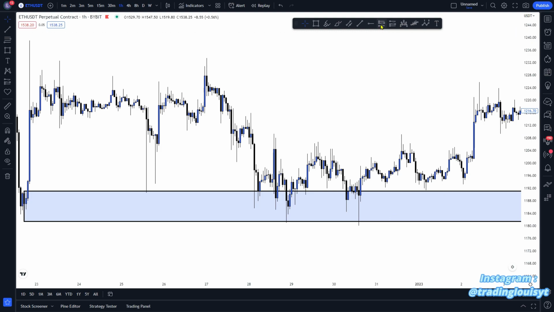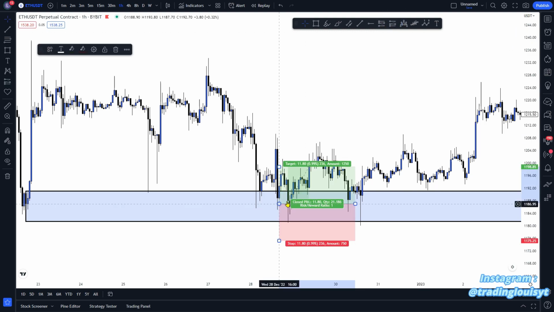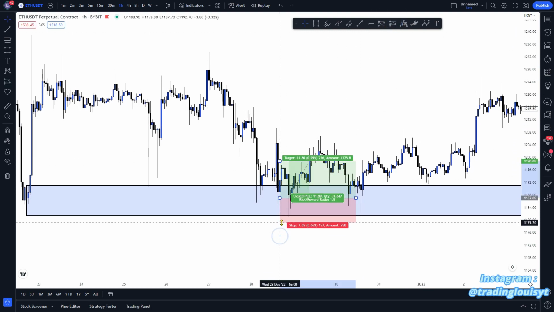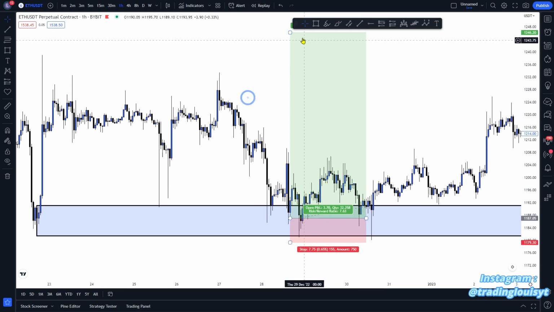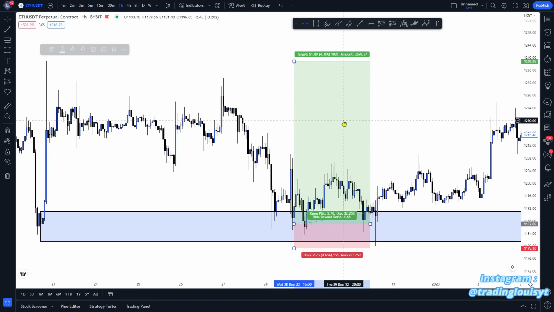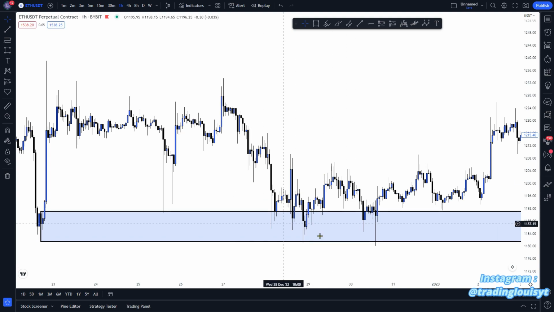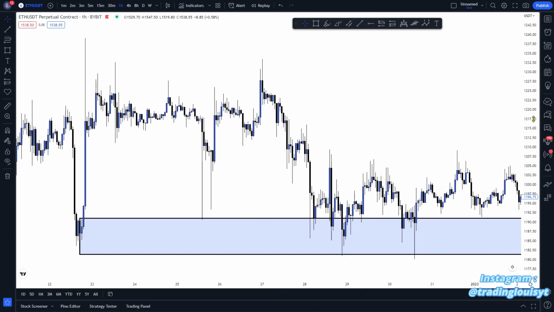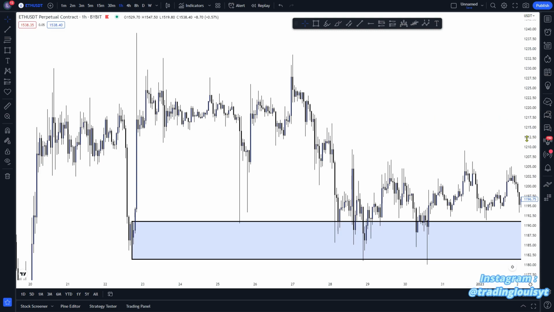Now, what you shouldn't be doing is just entering into a long position right here with your stop loss below. Yes, you can do this, and yes, sometimes it will work, but you must wait for confirmation. But I'm not going to get into that because there's also a lot more that comes into that. It's not just confirmation, it's also liquidity, and yeah.